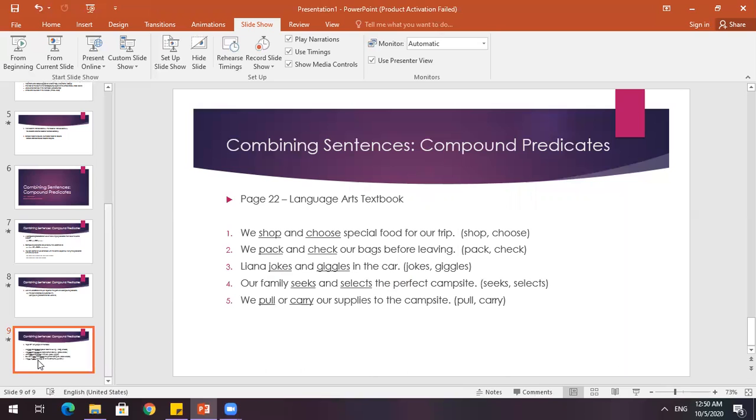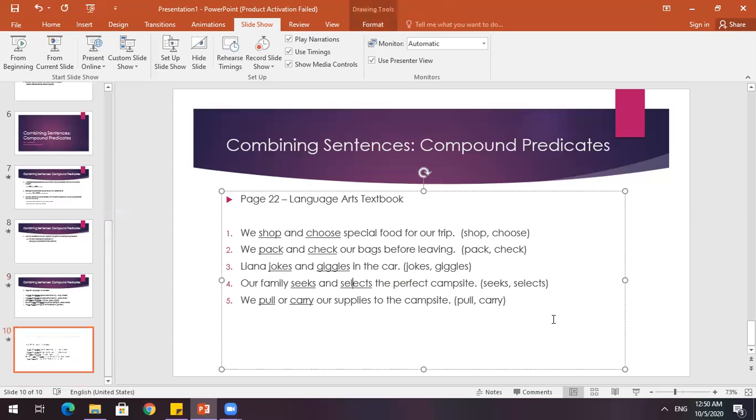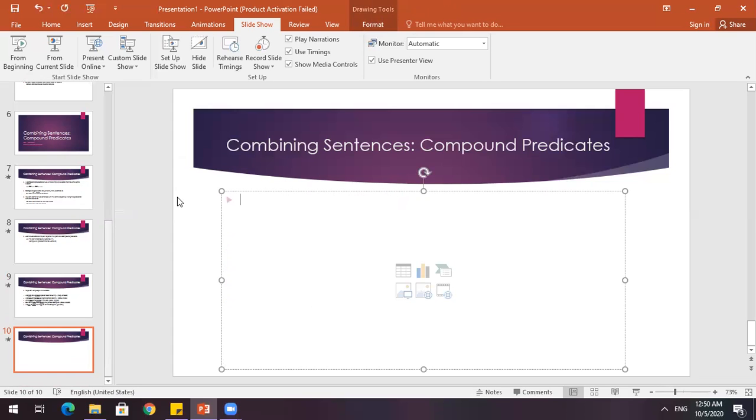All right, let's try another type of question. Now we're going to write each pair of sentences as one sentence. How do we do this? We are writing a compound predicate. Let's see. We ride back to the campsite. We return to the campsite.